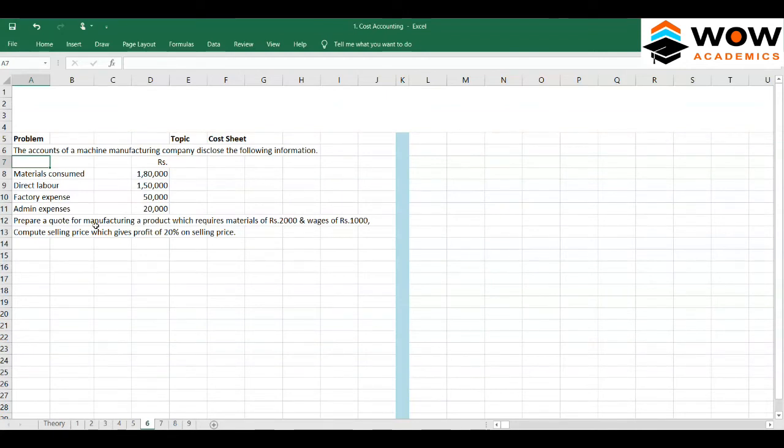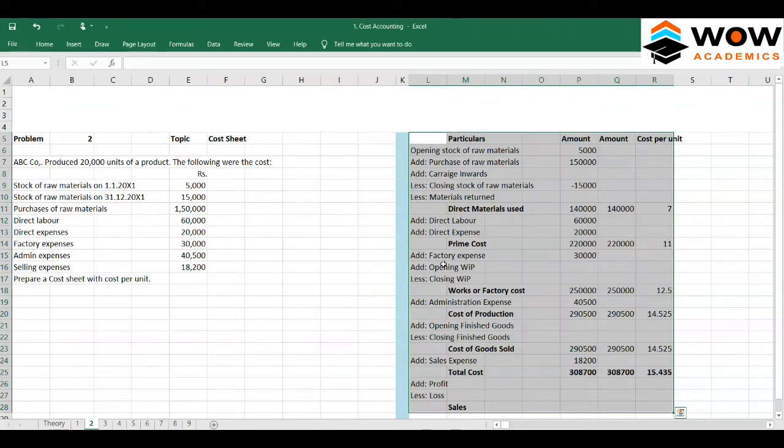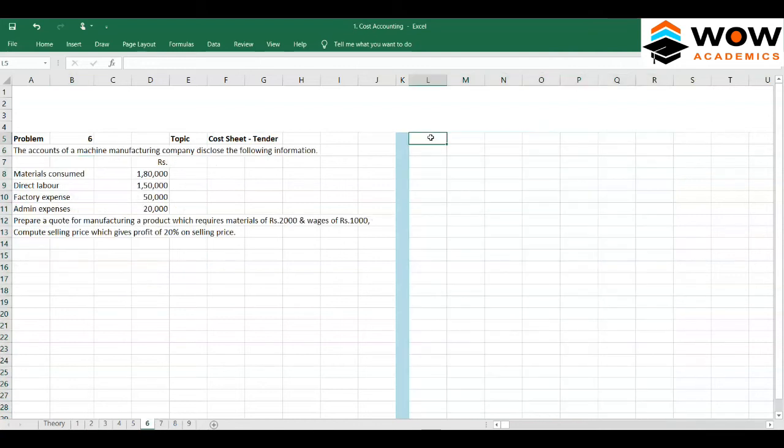So this is a little bit different sum where we have to create a cost sheet. Okay, but this is for a tender. For a tender, we have to find it. This is sum number 6. So how we did earlier, it's all about copying the format or remembering the format.